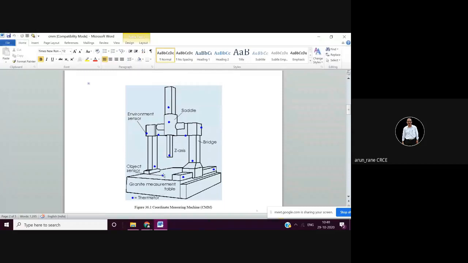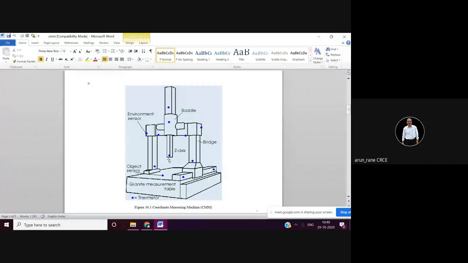So the movements will be, look at this saddle. So saddle will move in this direction, that is longitudinal direction, and it is called as the x-axis. Then perpendicular to x-axis, that is this bridge, which is going to move in this direction, that is perpendicular to this plane. So that is y-axis. And then another is z-axis, that is moving this up and down.